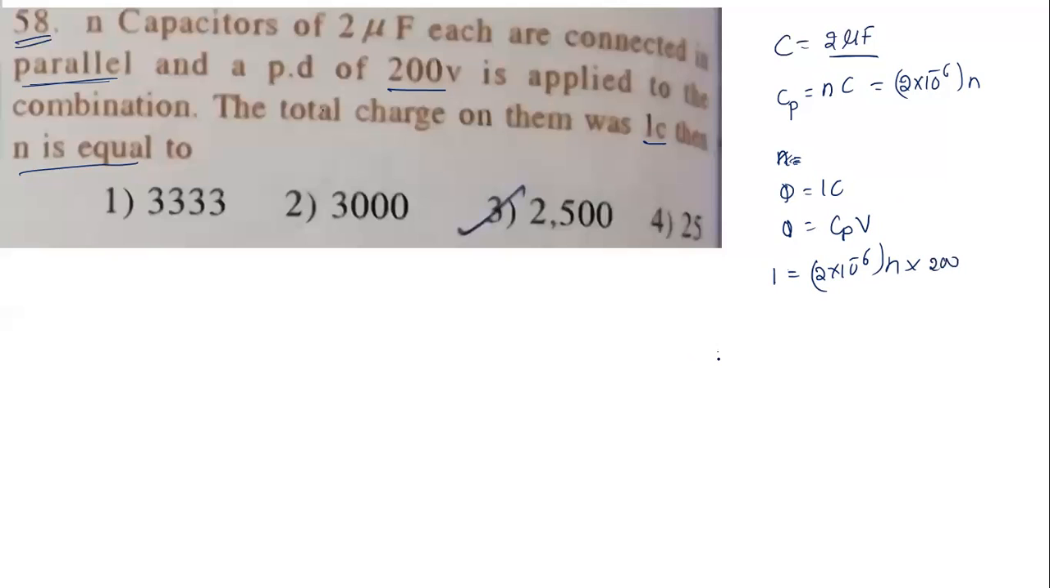We want to calculate N now. Then N becomes 1 divided by 2 into 10 power minus 6 into 200. So simplify, students. What do we get here now? You get 0.25 into 10 power 4. By simplifying, if you multiply the 10 power 4, it will become 2400. That is the value of N. So where is the option? Third option. Simple.